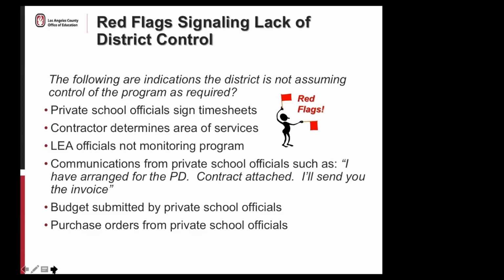Communications like this, we've seen these pop up. Private school officials sending an email saying, I've arranged for professional development. The contract's attached. I'll send you the invoice. Okay, that's a problem in many ways, right? First of all, the consultation should have gone on with the district. The professional development should have been part of the consultation process. The contract needs to be negotiated with the district, not the private school. And sending you an invoice doesn't help because you are going to develop that contract and pay the contractor yourself.